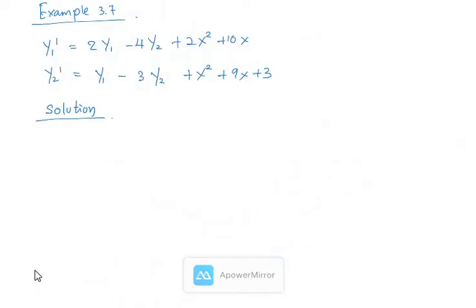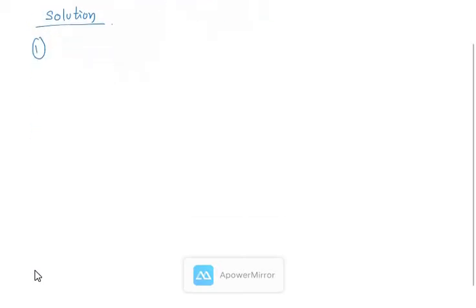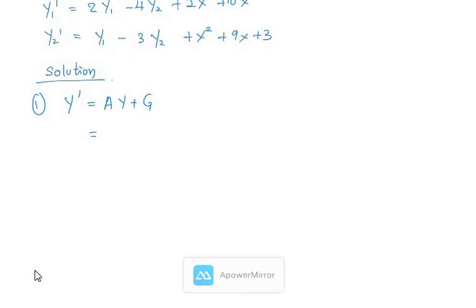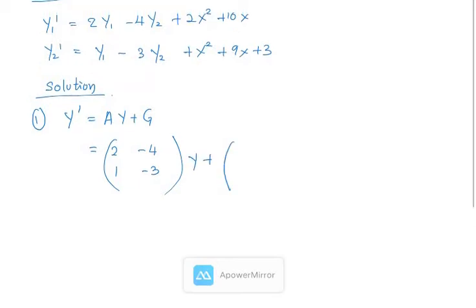So the first step is to find the YC for the homogeneous system. Okay, y prime equal to Ay plus g. So from the question, A is 2, negative 4, 1, negative 3. So this is the matrix extracted from the equation here. Then g is referred to this: 2x squared plus 10x, and then x squared plus 9x plus 3.